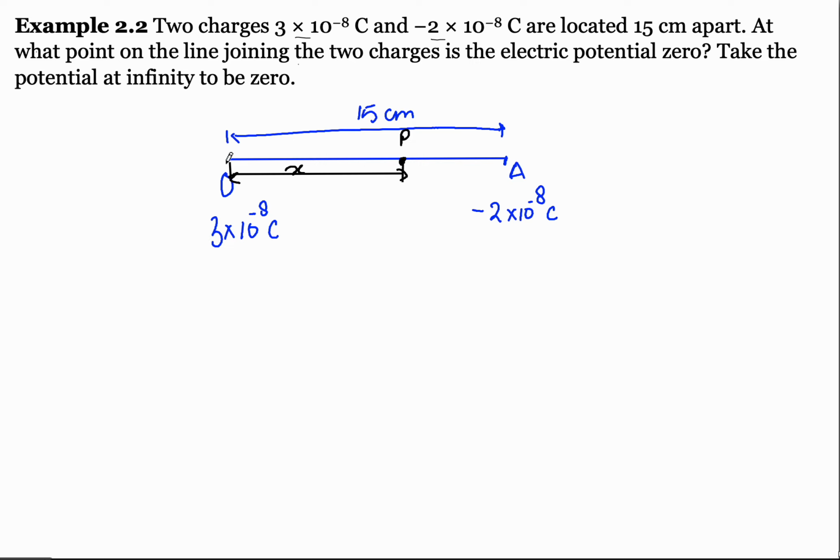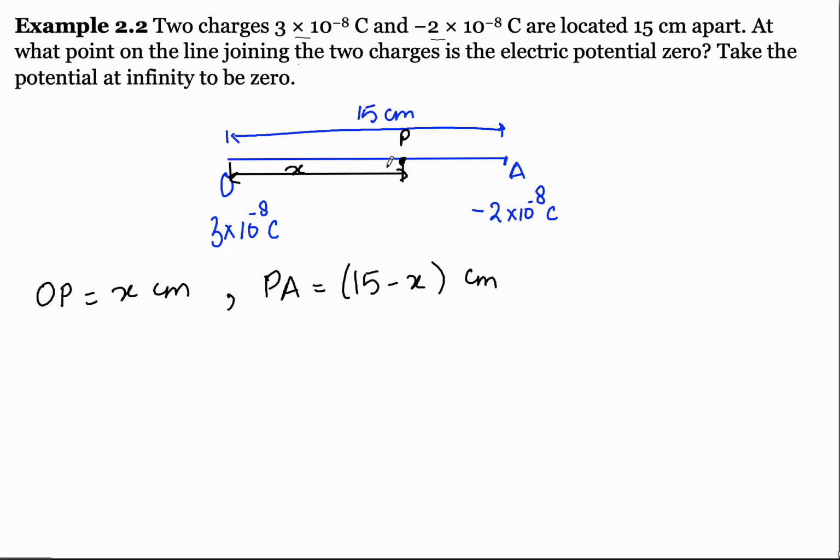We can also take it like this: if O is the origin, the whole line OA is lying on the positive x-axis. So if this is X, this whole thing will be 15 minus X. So I'm just writing it as OP is equal to X centimeter and PA is equal to 15 minus X centimeters, as we already know that the OA distance is 15 centimeter.